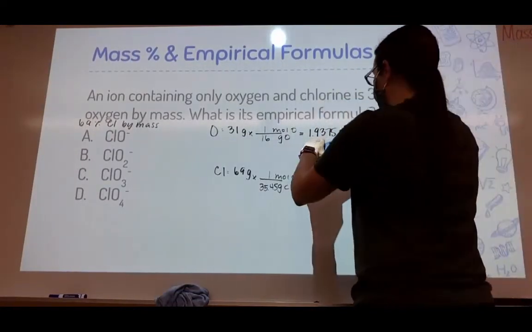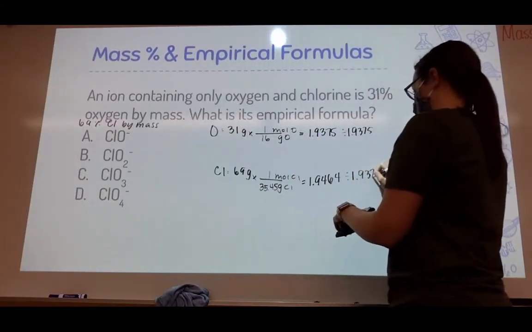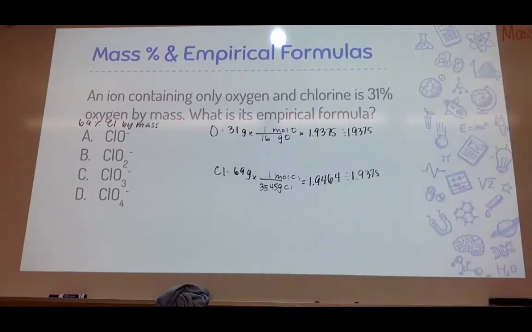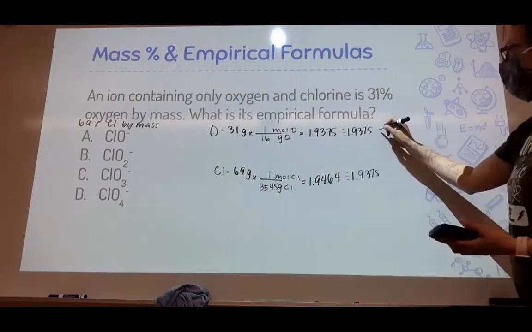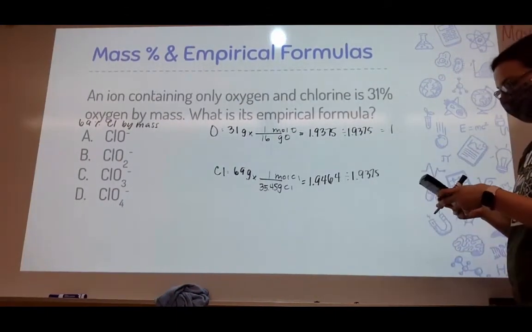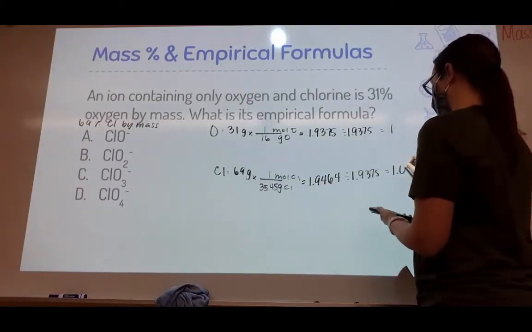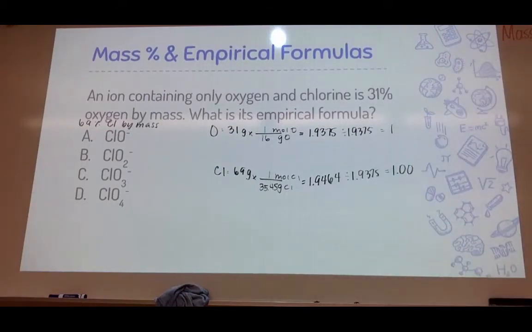The top one, right? So I'm going to divide by 1.9375. Because once you've gone to moles, the point is to find the lowest whole number ratio. So we're looking for ratios. This is 1. You should always have one of them that equals 1. And then 1.9375, we get 1.00. Here's our ratio. There's no need to multiply to make whole because our numbers are already whole numbers.